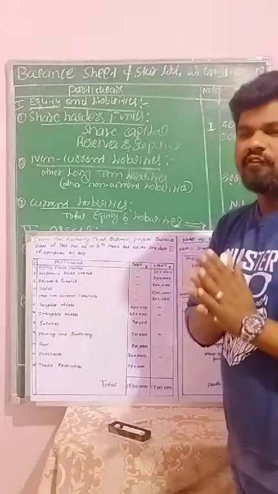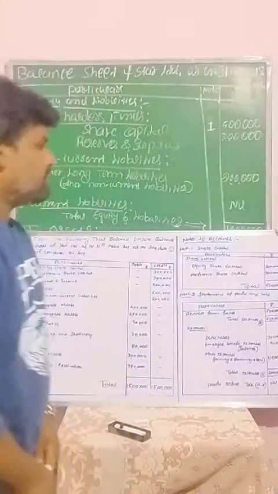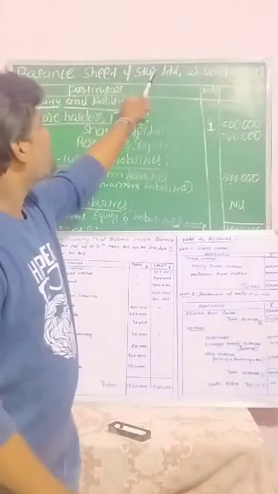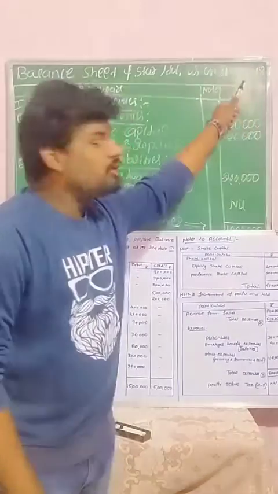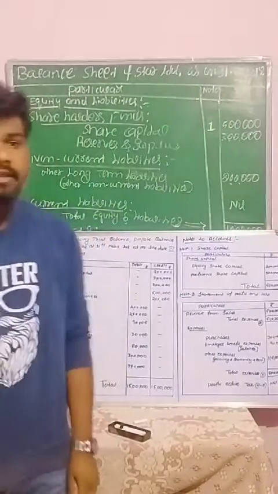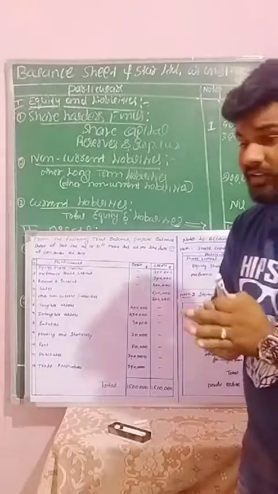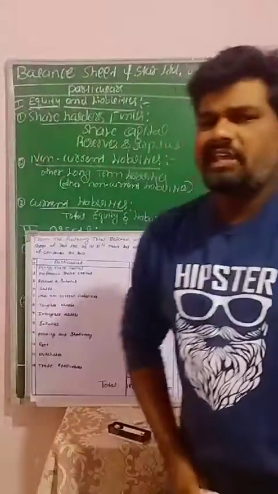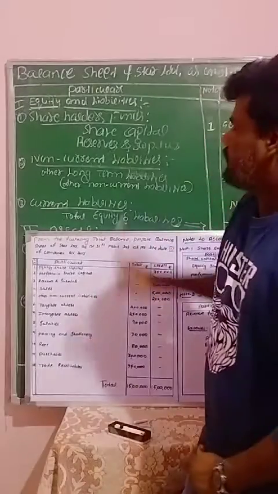Now we need to apply the format for the preparation of the balance sheet. First we take the heading: Balance Sheet of Star Company Limited as at 31st March 2018. On this date we need to prepare the balance sheet. Normally the books of accounts are closed on 31st March of every year. On that date we need to prepare all the financial statements, whether it is the profit and loss account, balance sheet or cash flow statement. All these statements we can prepare on this particular date only.